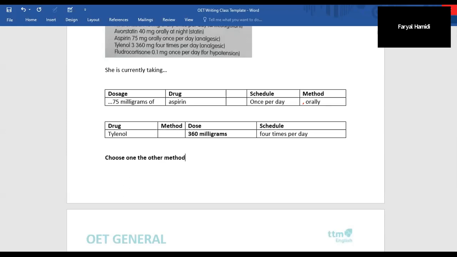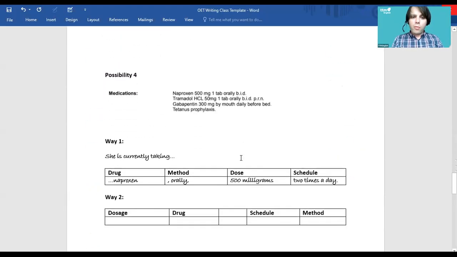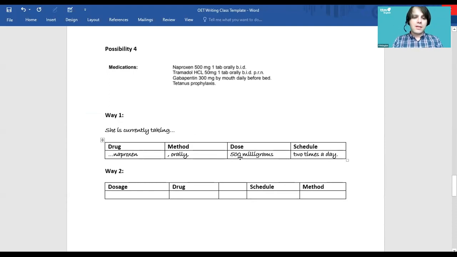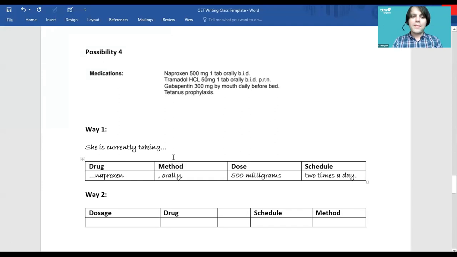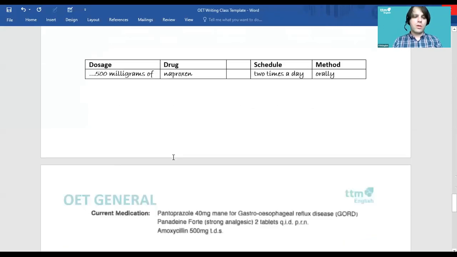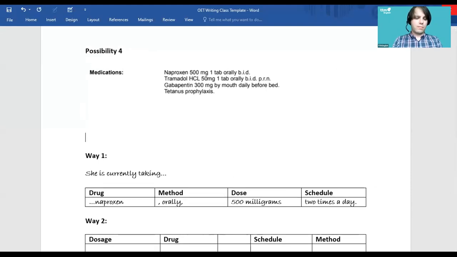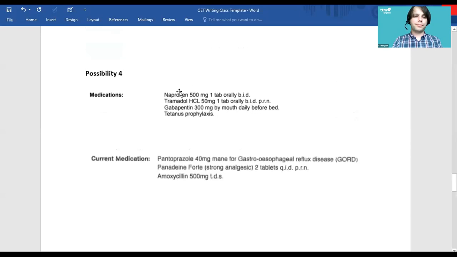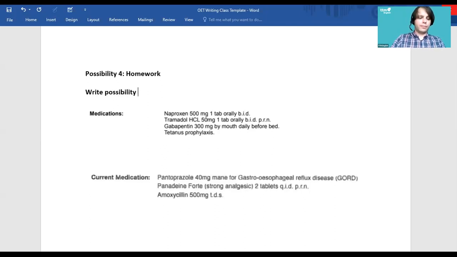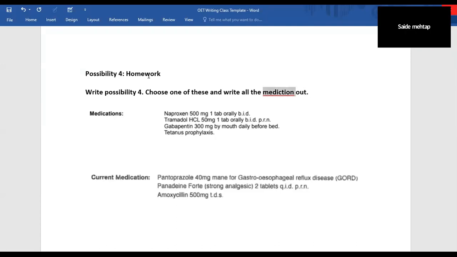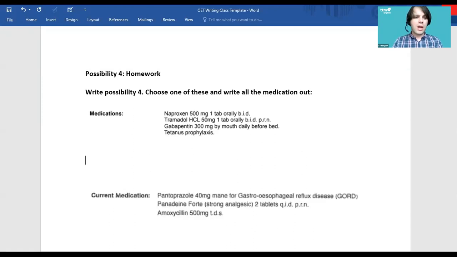Okay, so guys, homework. You can send me this. We're just going to quickly practice it again. But I want you to do both of these, actually. Let's just make it simple. For homework, write possibility 4. Choose one of these, please, and write all the medication out. Email it to me. Where can you email your homework to, guys?